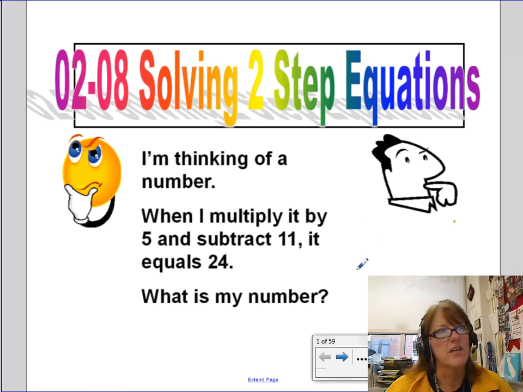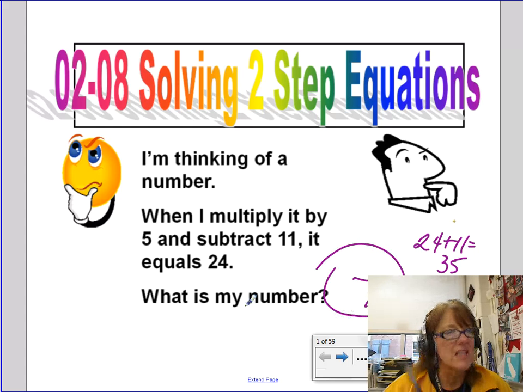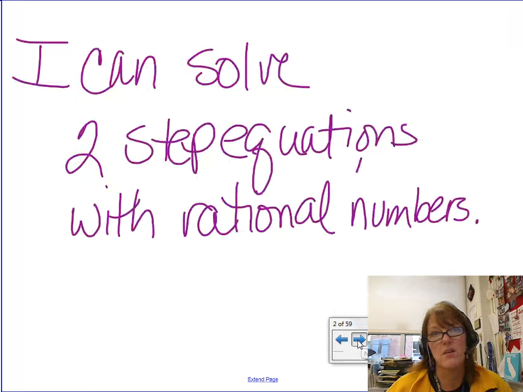All right, did you figure it out? You multiply it by 5, take away 11, you end up with 24. What's your number? Did you get 7? Because what you had to do was start with your ending result. Instead of subtracting 11, you went and added 11. So you're undoing. That gives you 35. And then you're thinking, what number, when I multiply it by 5, do I end up with 35? Boom, there you go. This is the exact same process you're using when you're solving algebraic equations.